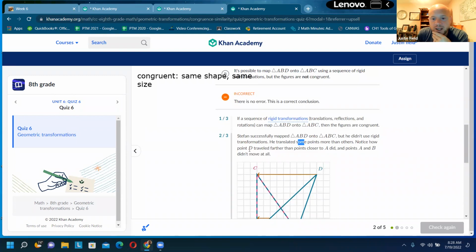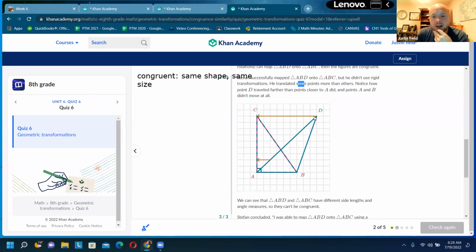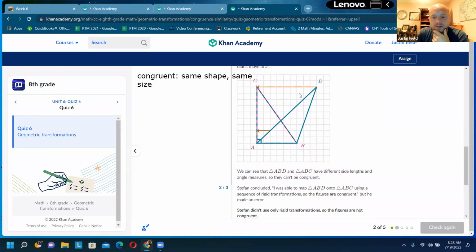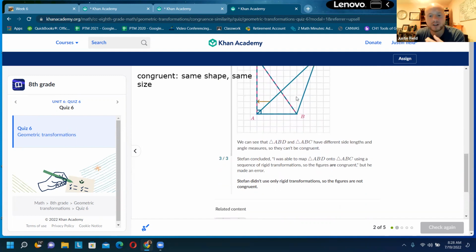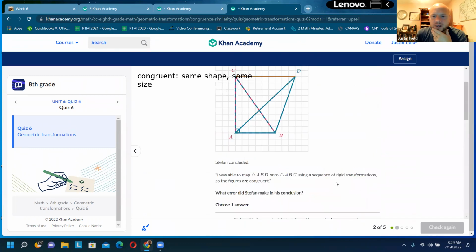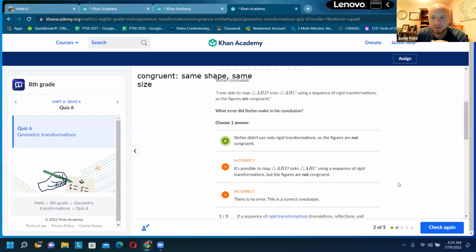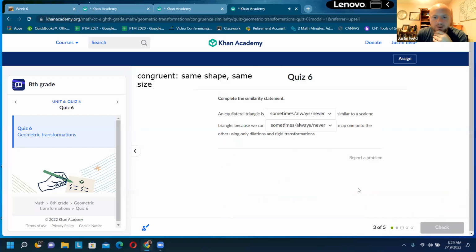So notice how point D traveled further than point A, and some points didn't. So you have to use the correct rigid transformations. But I still think that those are congruent. It's just that he didn't use the right one. That's kind of a tough question. Okay, let's just move on. Put that in the organizer, you'll be fine.